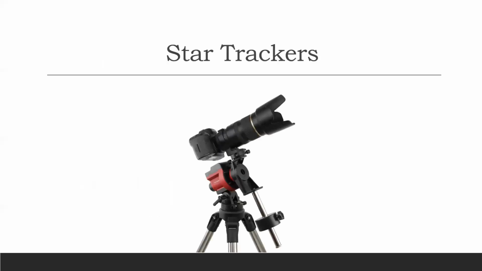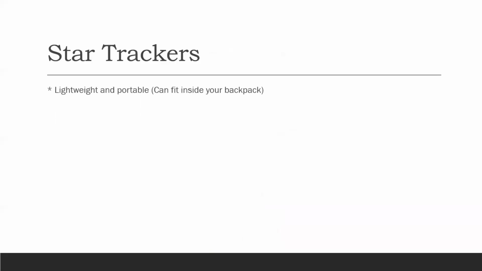And that brings us to the star trackers. These are great because they're lightweight and portable. They're cheap, usually $200, $300, $400. They're much easier to use. The way the star tracker works is you just do your polar alignment, which you can do in less than a minute.